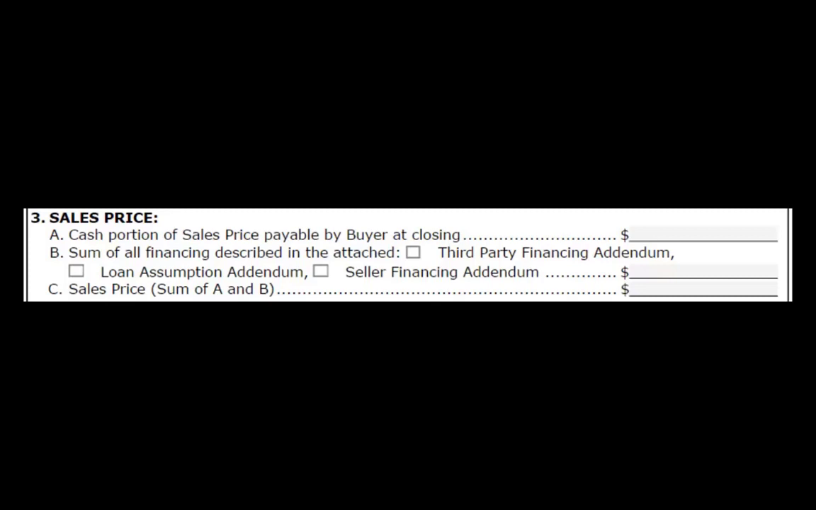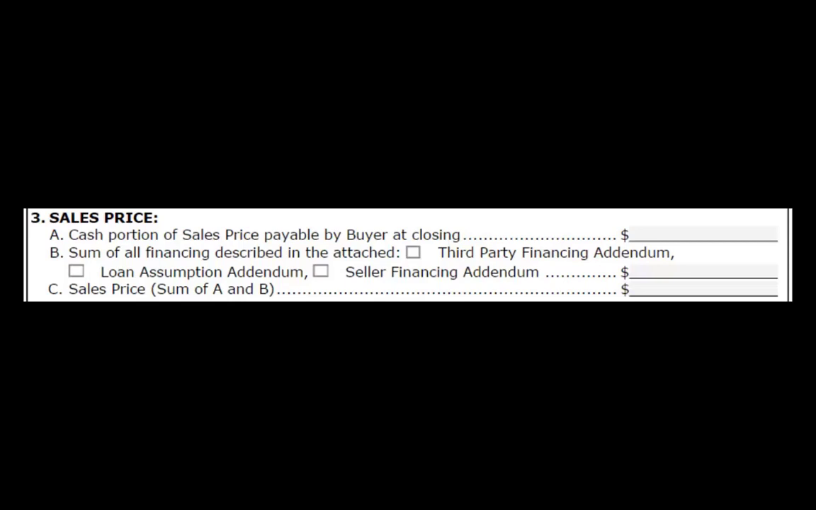Let's talk about paragraph 3. Paragraph 3 is one of those paragraphs that was revised when TREC redid all the forms and they became effective November 2nd, 2015. What they did is they took what was the old paragraph 4 and combined it with what paragraph 3 was. So now we have a new paragraph 3. Paragraph 3 describes the sales price, and it also begins to describe the kind of financing that's going to be used to purchase the property.